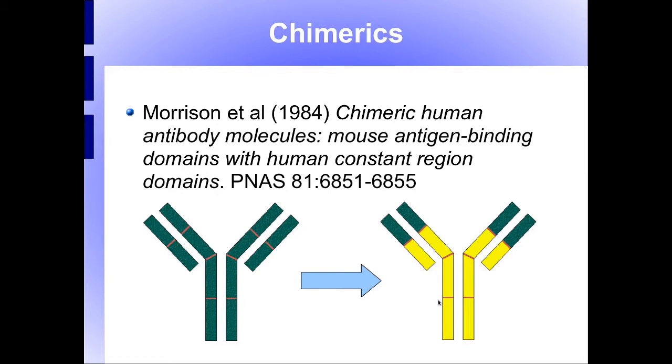And that has two advantages. First of all, the variable domains are the only parts that come from the foreign species, and therefore you're reducing the chance that this will produce an immune response. And secondly, the Fc fragment here is a human Fc fragment, and if what you're requiring is that this interacts with the rest of the immune system, having the human Fc is going to work better than having a mouse or rat or whatever Fc.